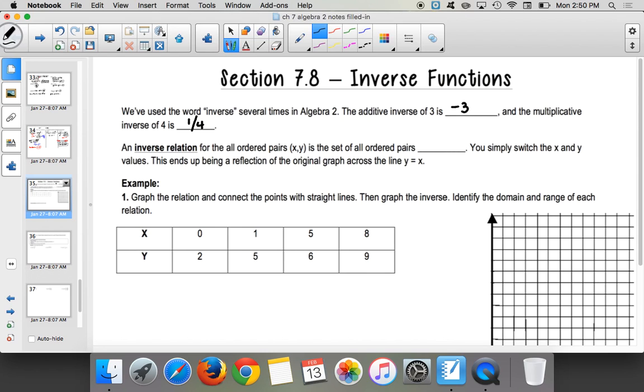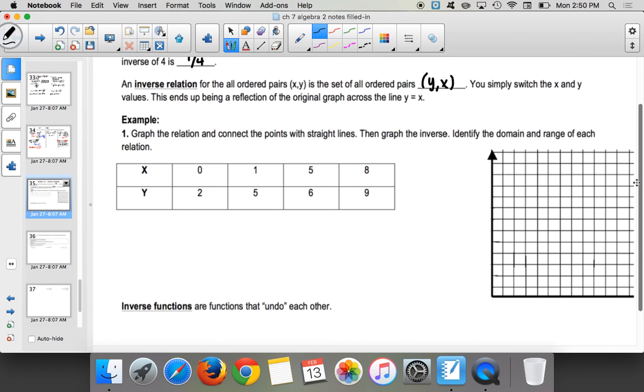All right, so the inverse relation for all the ordered pairs (x, y) is the set of all ordered pairs (y, x). So all we're going to do is switch the x and y values. It says graph the relation and connect the points with straight lines. Then we're going to graph its inverse, and identify the domain and range for each relation. We don't typically connect them with straight lines, but we'll go ahead and do this for this example.